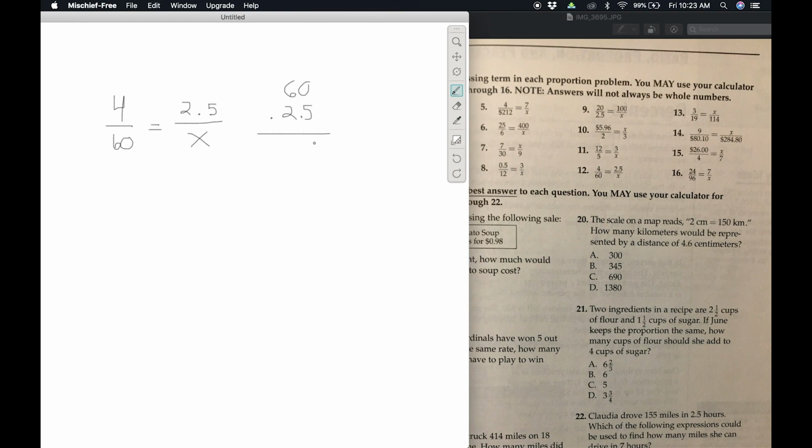5 times 0 is 0. 5 times 6 is 30. 2 times 0 is 0. 2 times 6 is 12. 0 plus 0 is 0. 3 plus 2 is 5. 1. So, I'm not sure why I put that little dot there. That's confusing. Bring the decimal over one place. So we have 150.